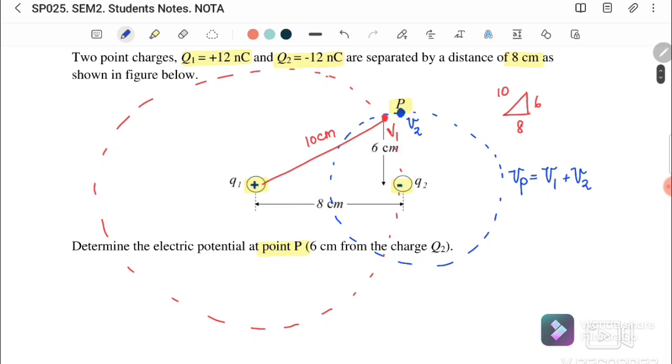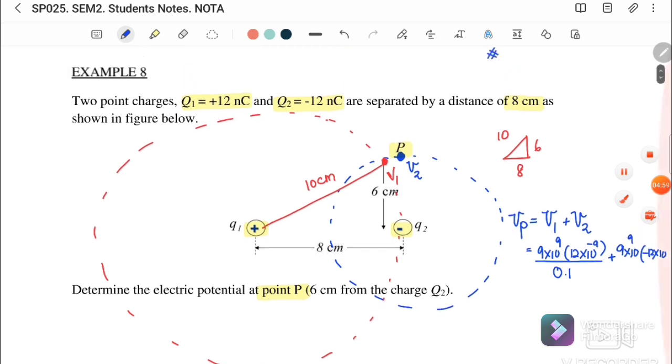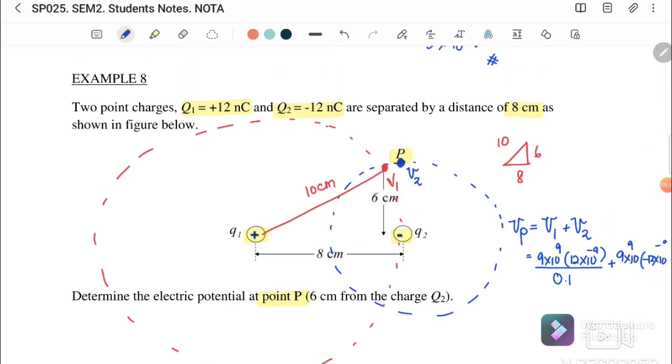So you substitute into the equation where k is 9 × 10^9. Q1 is positive 12 nano, and the distance is 10 cm, so it's 0.1, plus V2. For V2 we substitute 9 × 10^9, and the charge is negative 12 × 10^-9, over a distance of 0.06. After pressing the calculator, we find that the electric potential acting on point P is negative 720 volt.